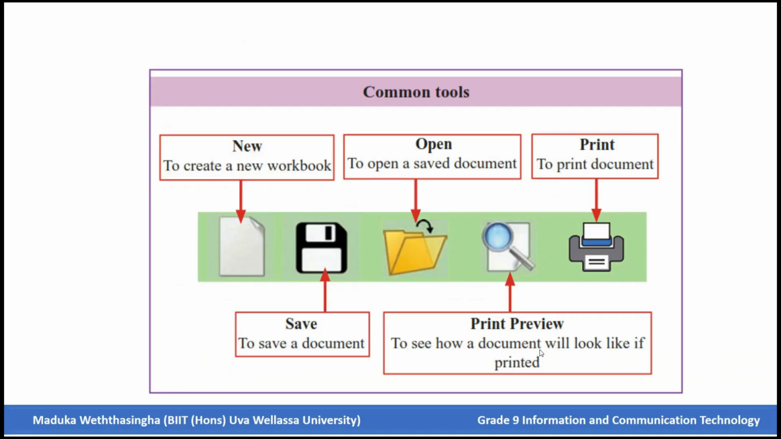Then Open. To open any saved document, we can use Open, keyboard shortcut key Control plus O. And how to save any Excel sheet? We can use this Save icon, the save command tool, and also Control plus S. Then Print and Print Preview. If you want to print the Excel sheet, Excel workbook, or Excel worksheet, then we can use this option.